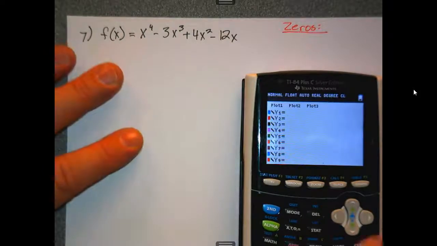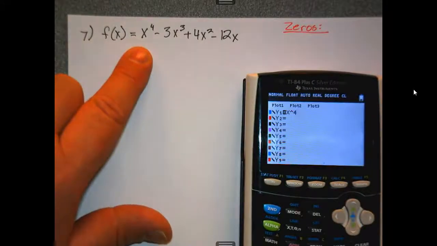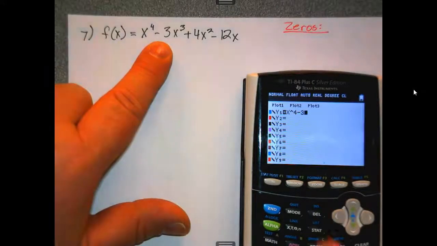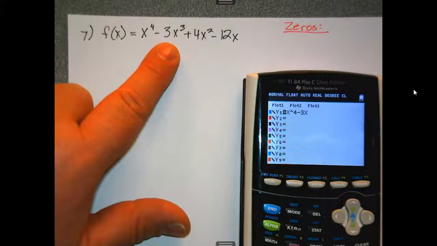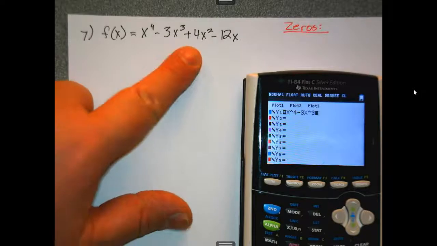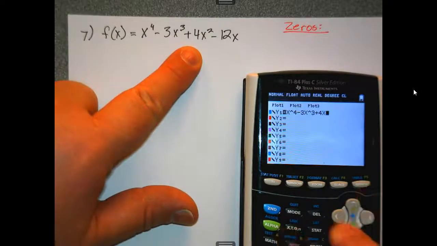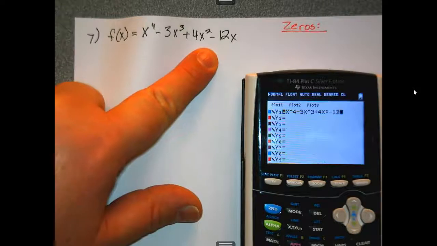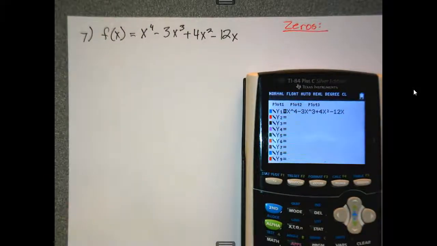All right, so x raised to the 4th minus 3x cubed plus 4x squared minus 12x. Now, how many times am I going to have to synthetically divide this to get it down to a quadratic? 4 times. 3 times.